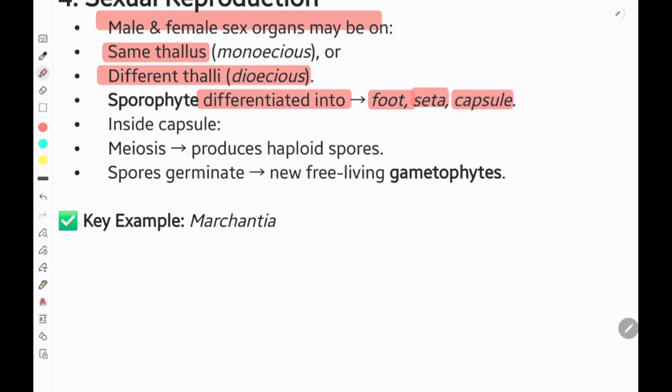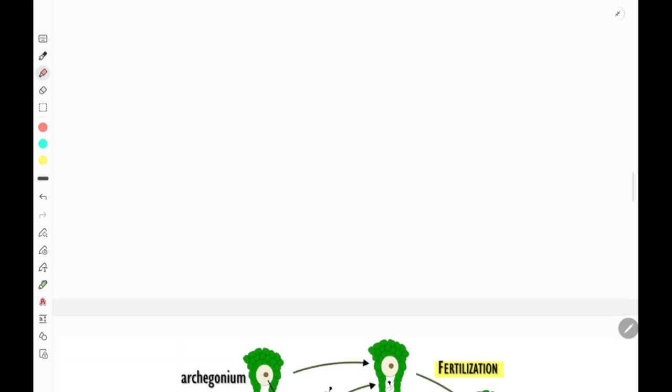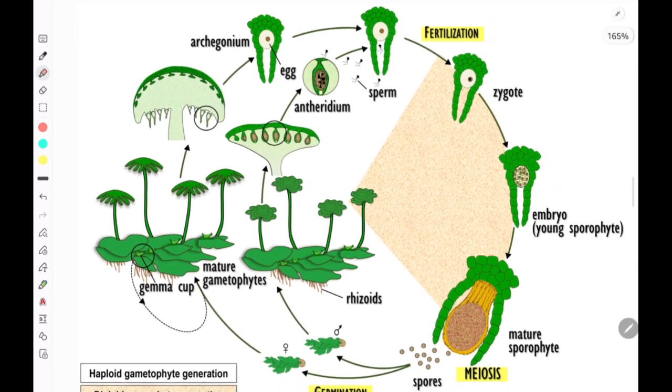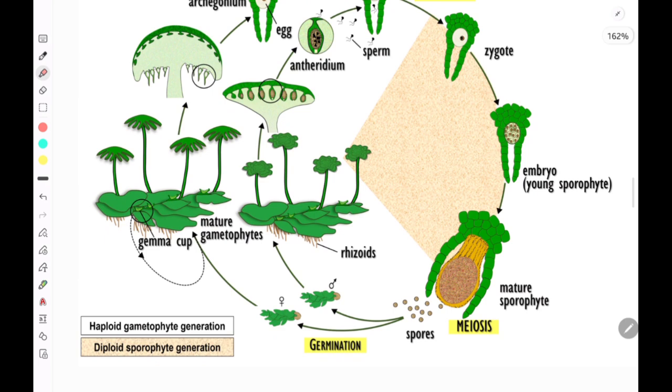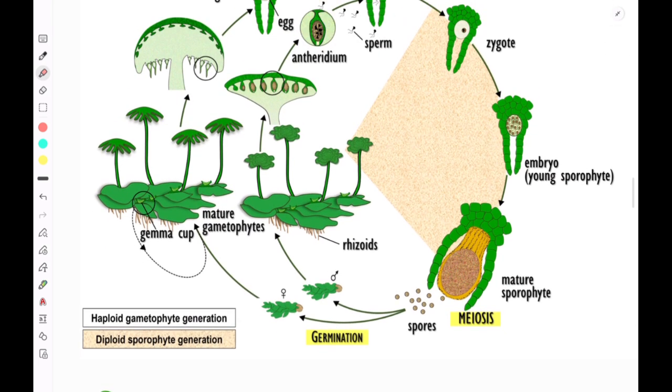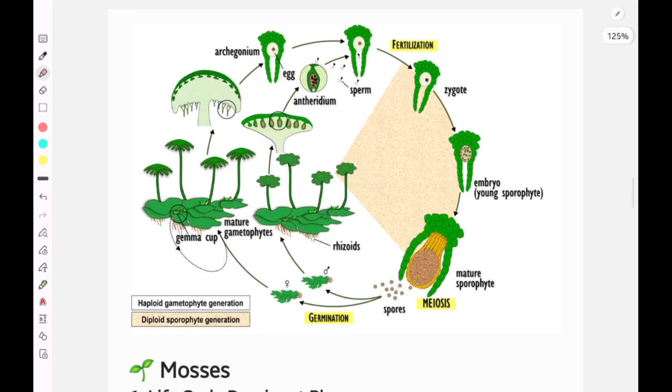Inside the capsule, meiosis occurs, producing spores. The spore germinates into a free-living gametophyte, for example, Marchantia. Here you can see an example of reproduction in liverwort.